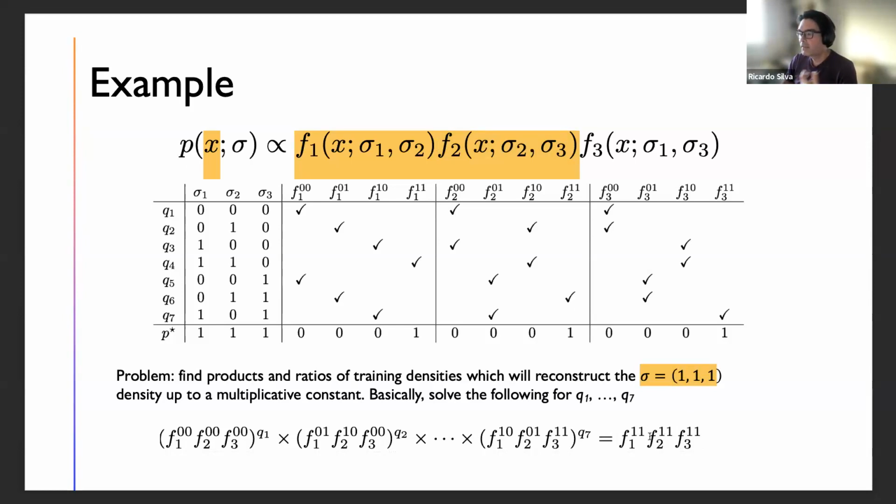Now, this monomial needs to be reconstructed as products and ratios of the distributions which I have access to. One way of thinking about this is if you take the product of all distributions I have access to, we can raise them to a particular exponent representing whether I'm taking a product, in this case if the exponent is 1, or a ratio if it's -1, or what is ignored if it's 0. In this particular example, I have in the training set 7 possible regimes, and the density of interest is the one of all ones.